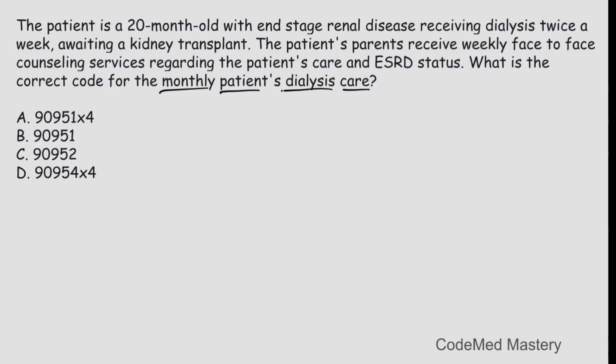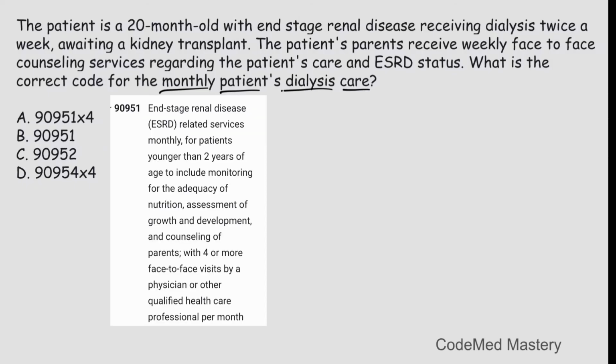Check option A, 90951. 90951 is for ESRD related services monthly for patients younger than 2 years of age, 4 or more face-to-face visits. In option A, 90951 is multiplied 4 times. In option B also they have mentioned 90951.